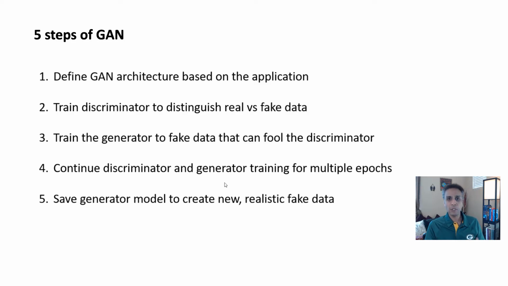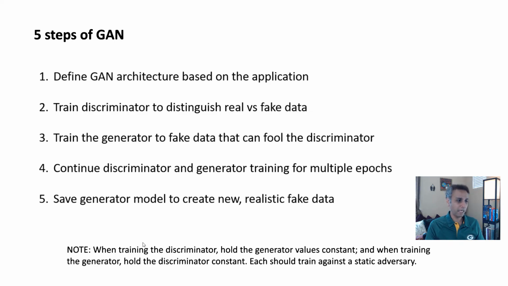And at the end of it, what do we need? Well, if your goal is to create fake data, whether it is fake images of people that don't exist, or high resolution images, or colorized images from black and white, or whatever the application is, most of the time for GANs, we are interested in the generator only. We're training the generator to make it better at faking the data. So that's why we save the generator model, to create new and realistic fake data.